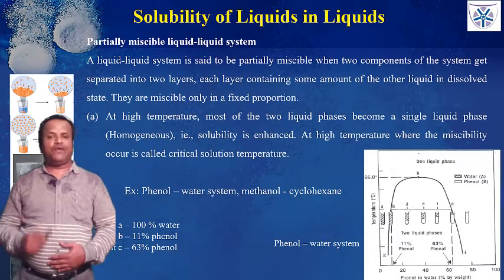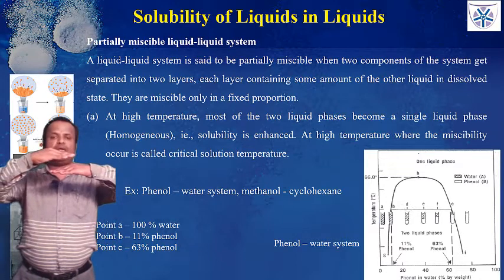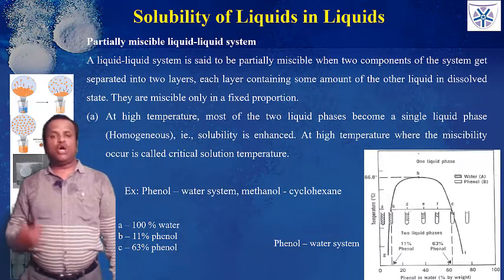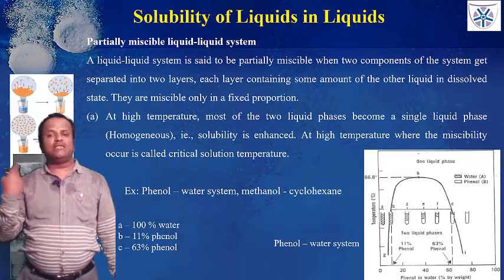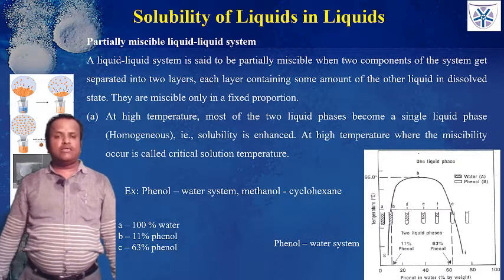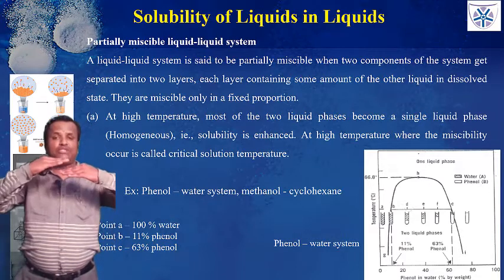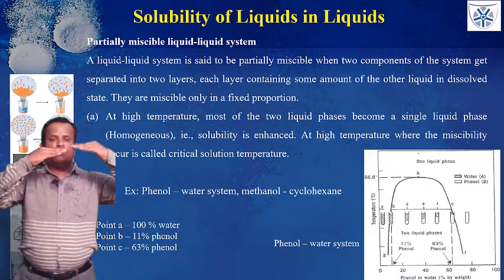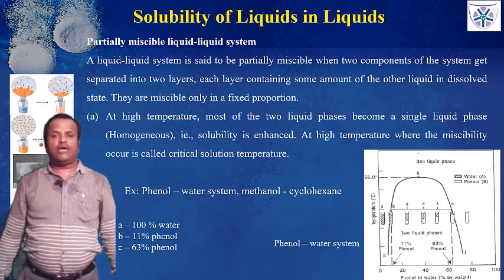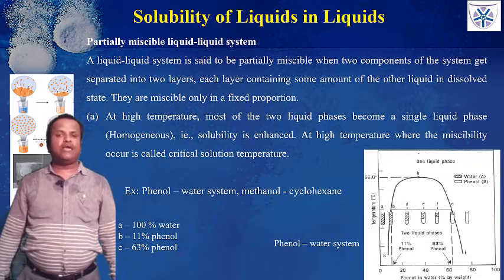So in a liquid phase, that forms a homogeneous solution. Initially it is heterogeneous, then while increasing the temperature, it becomes homogeneous. That is, solubility is enhanced while increasing the temperature. The temperature at which miscibility occurs at high temperature is called the critical solution temperature. The particular temperature at which the two layers become one layer is called the critical solution temperature, CST. Okay, that is the abbreviation.